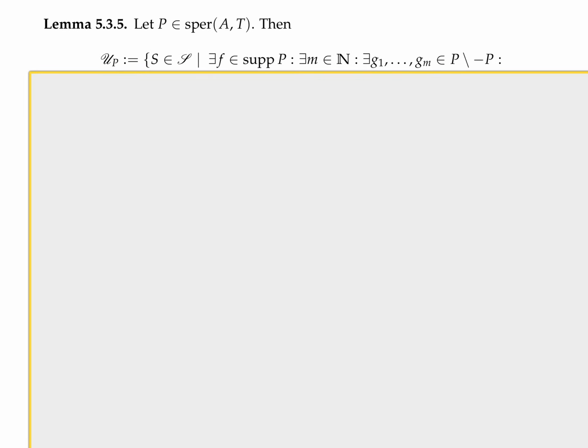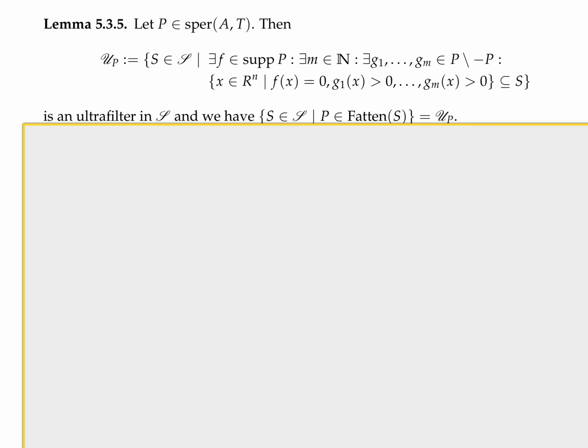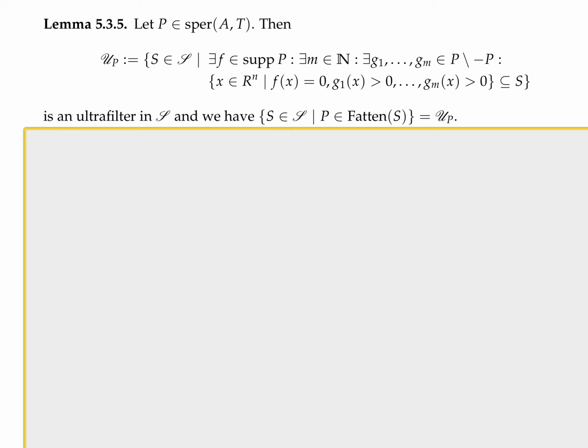Okay. Now conversely we can do something converse. So let P be a prime cone of the real spectrum of AT. Then we can actually find an ultrafilter of semialgebraic subsets, k-semialgebraic subsets of R^n, which seems to have to do with it. And the way we do this is as follows.